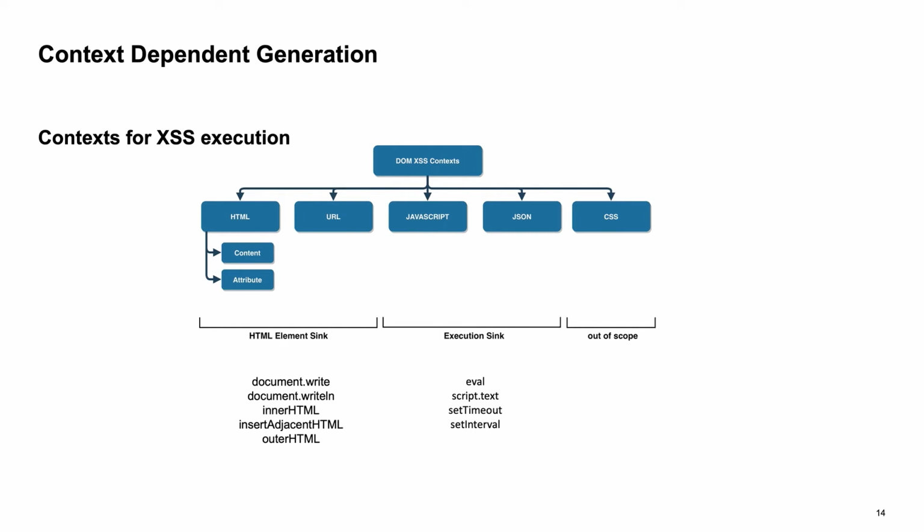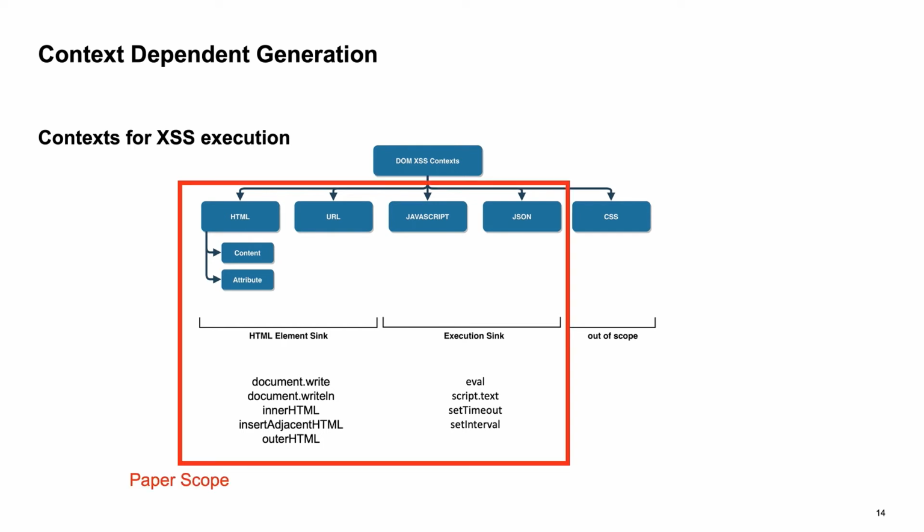The next two contexts are the JavaScript and JSON contexts, combined into the execution sink category. It consists of functions like eval, which takes the text in string format and interprets it as JavaScript code. The last context, which is out of the scope of this paper, is the CSS context, within which an input is reflected to a value of a style attribute.